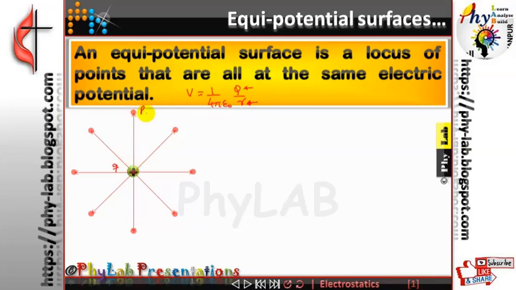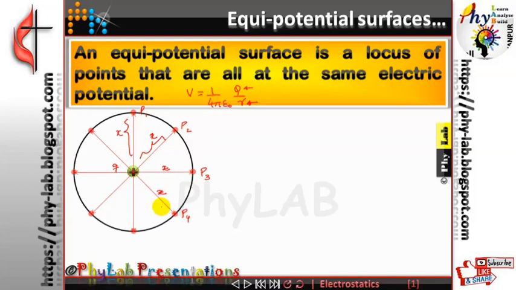This point P1, let's say, is situated at some distance x. This point P2 is also situated at the same distance x. So the potential of P1 and P2 would be the same because they are located at the same distance from this point charge Q. This is point P3, located at the same distance x, and this is point P4, also at the same distance x. So all these points P1, P2, P3, P4 are points of the same potential. When I join these points and obtain a surface, this surface is referred to as an equipotential surface.